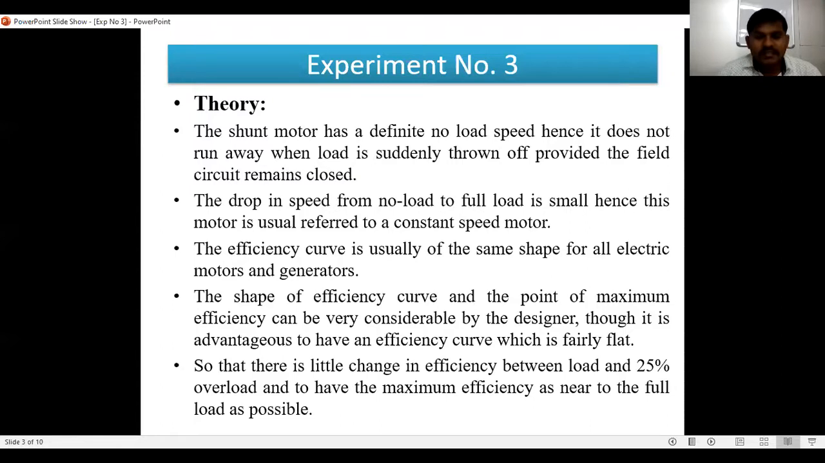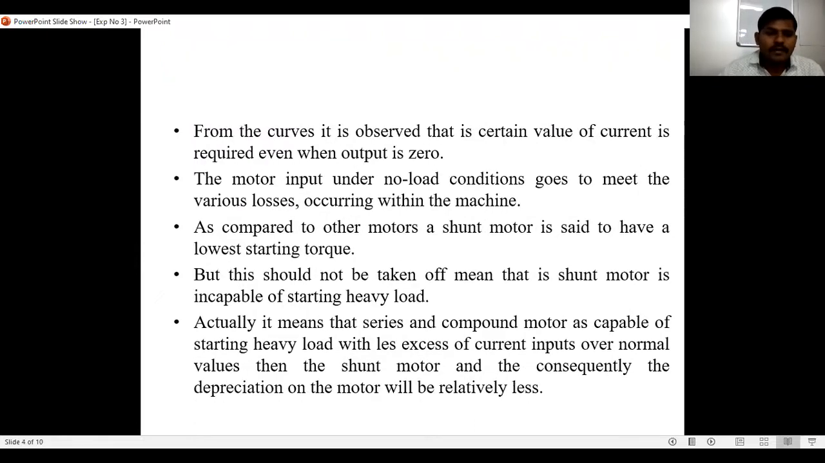त्याच्यामुळं त्याचा जो काही efficiency curve असेल, this efficiency curve should have little change. There is a little change between that efficiency curve from load and 25% above that of load. त्या लोडला आणि त्याच्या 25% लोडला त्याचा efficiency curve काय असेल, फ्लॅट असेल. Okay, and have the maximum efficiency as nearer to the full load as possible. याची जी काय maximum efficiency असेल, it will be getting at near about full load condition.